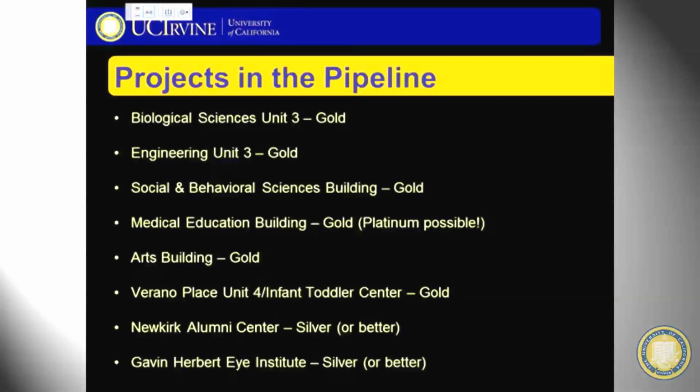Here are the projects that are currently under LEED review. Biological Sciences Unit 3, this building, Engineering Hall, the Social and Behavioral Sciences building, Medical Education building over on the College of Medicine campus, the Arts building. All of those are in the LEED version 2.2, and all of those buildings are complete. The last three buildings, Verano Place Unit 4, the Newkirk Alumni Center, and the Gavin Herbert Eye Institute are all under construction right now. All three of those will be evaluated under the LEED 2009 rating system.